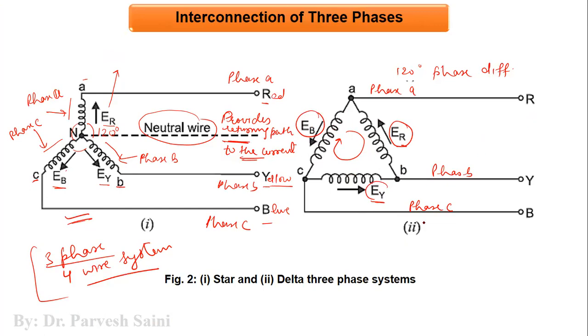So now here we have three wires, we do not have any neutral wire here, no neutral, right? So because there is no neutral in this particular case, it is a three wire system, or you can say it is a three phase three wire system, right? So three phase three wire system.